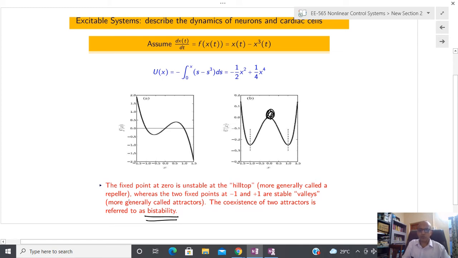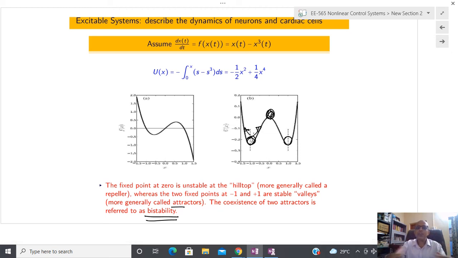But the points -1 and +1 are called valley points, and these are the attractors. Attractors means that if you provide a small sudden displacement, the point is going to lose its position, but after a very large time it returns back, and for that reason we characterize it as an attractor. So this is one way to see stability in a graphical fashion.